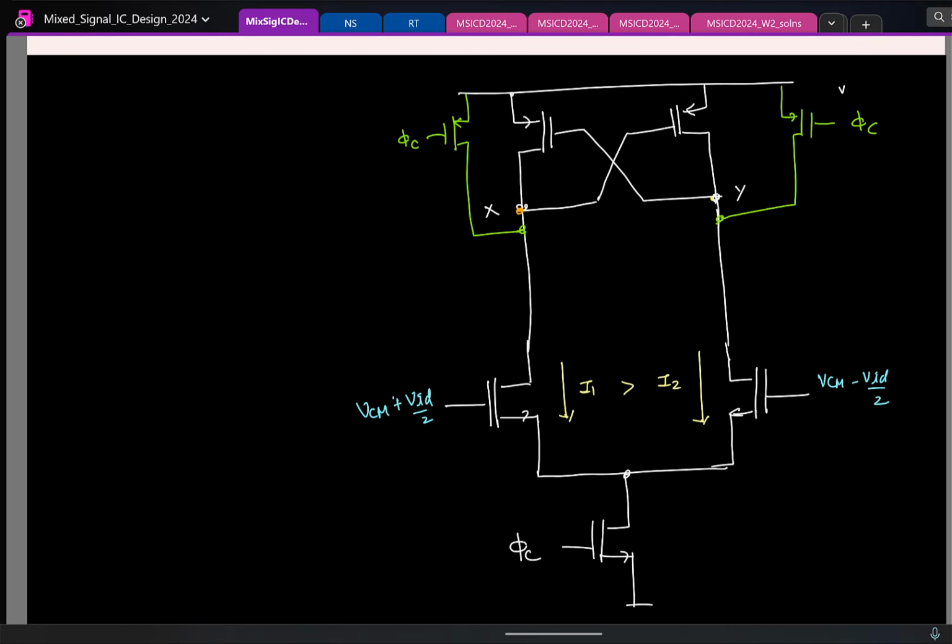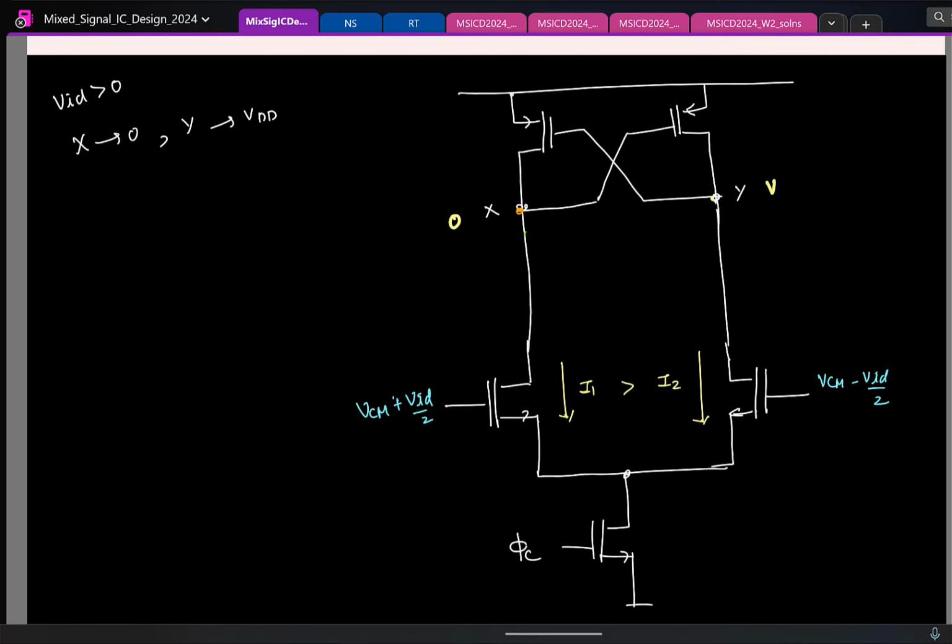I'm not considering when the comparator is active, so I'll not consider the switches. I want to reduce clutter in this, so I'll remove the switches because we are considering the phase when the comparator is active. And let us take a case where the differential input was greater than 0, so X went to 0, Y went to VDD. So this is at 0, this is at VDD.